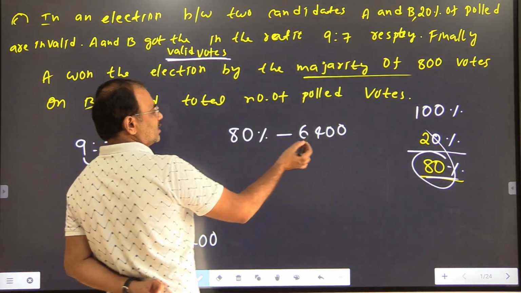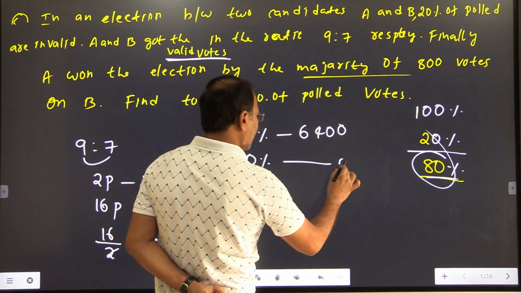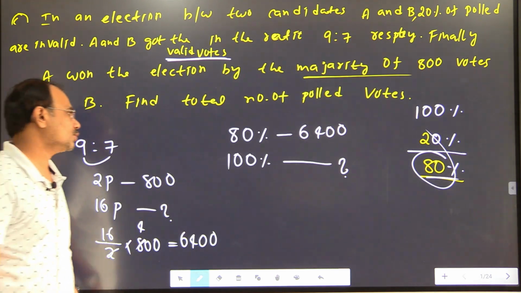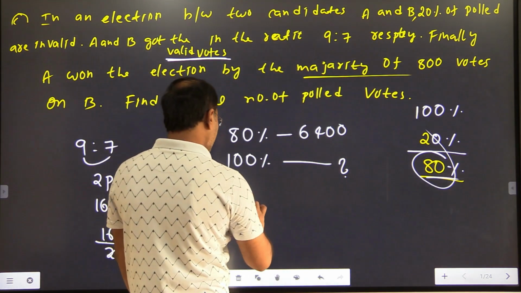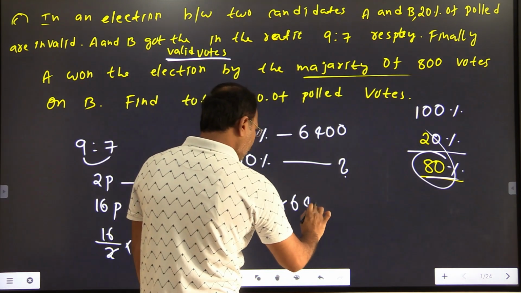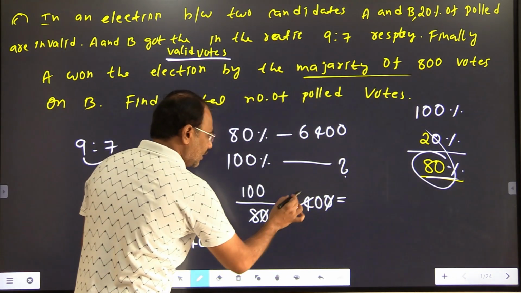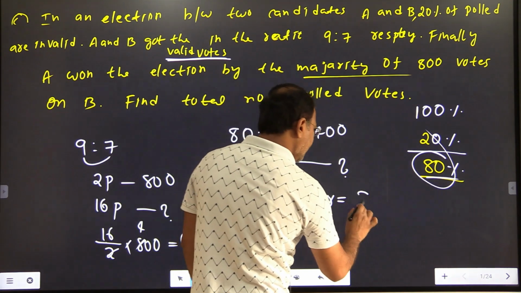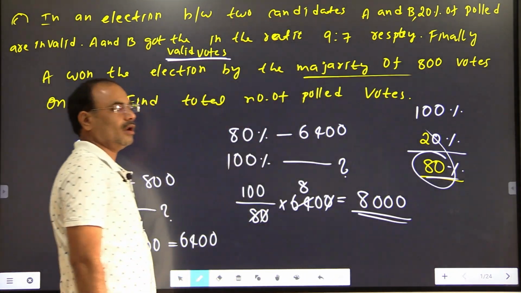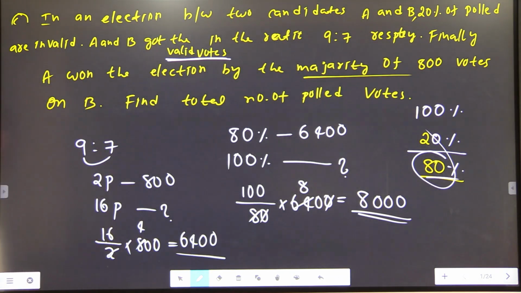So, if 80% is 6400, then total polled votes 100% is how much? Let's take it one step further. If 80% is 6400, then 100% is how much? 100 by 80 into 6400. The zeros get cancelled, 8 ones are 8, 8 into 1 is 8, with 3 zeros. So, 8000. What are these 8000? These are the polled votes. The 6400 are valid votes only.